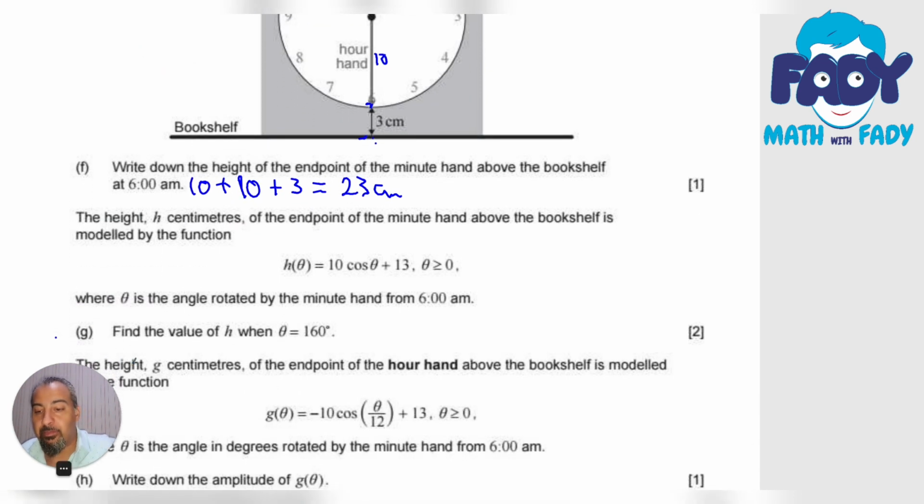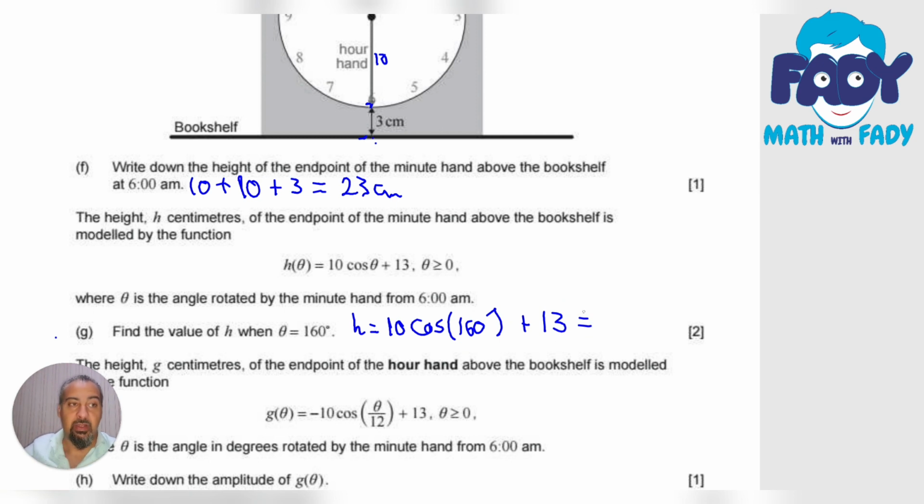G, find the value of h when theta is 160. So what we need is to substitute theta with 160. h equals 10 cosine 160 degrees plus 13. Using the calculator, we will get h equals 3.60, 3 significant figures, not 3.6, 3.60 centimeters.